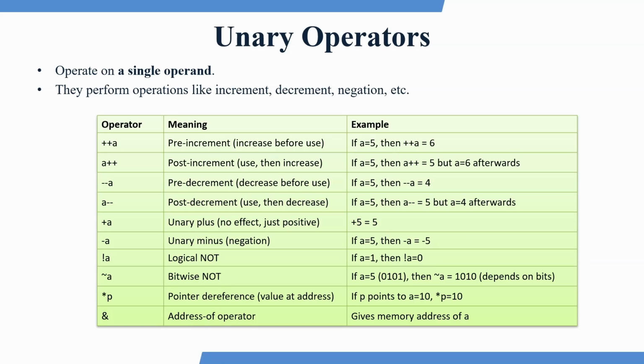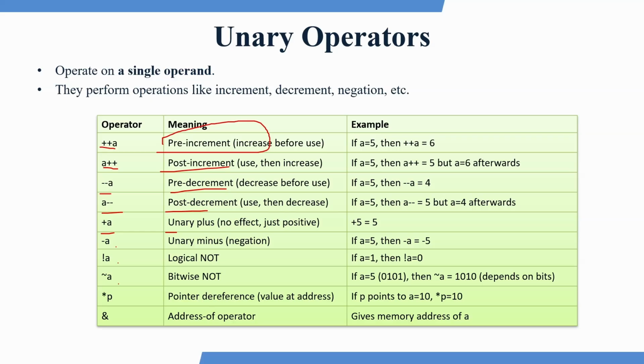The next one is the unary operator. For example, plus plus a is the pre-increment operator. A plus plus is the post-increment operator. Minus minus a is pre-decrement. A minus minus is post-decrement. Plus a is unary plus. Minus a is unary minus.